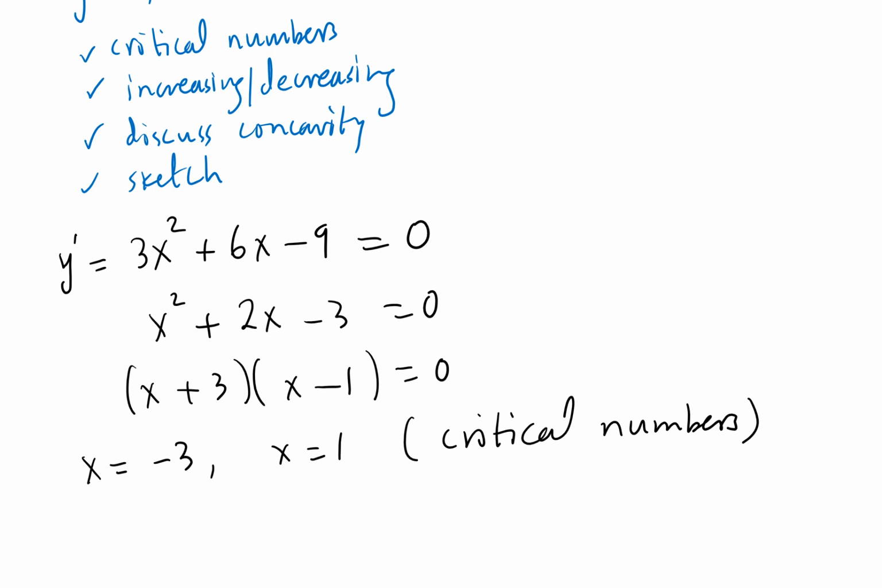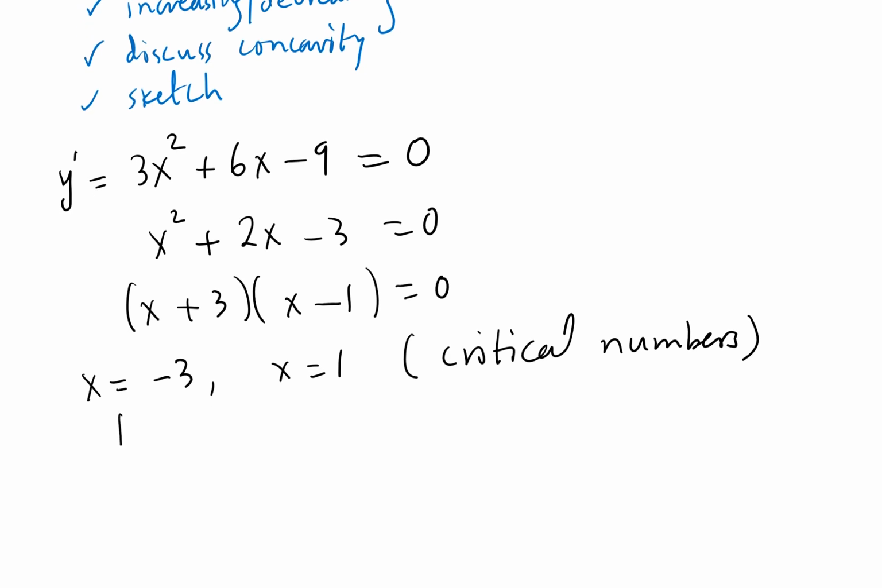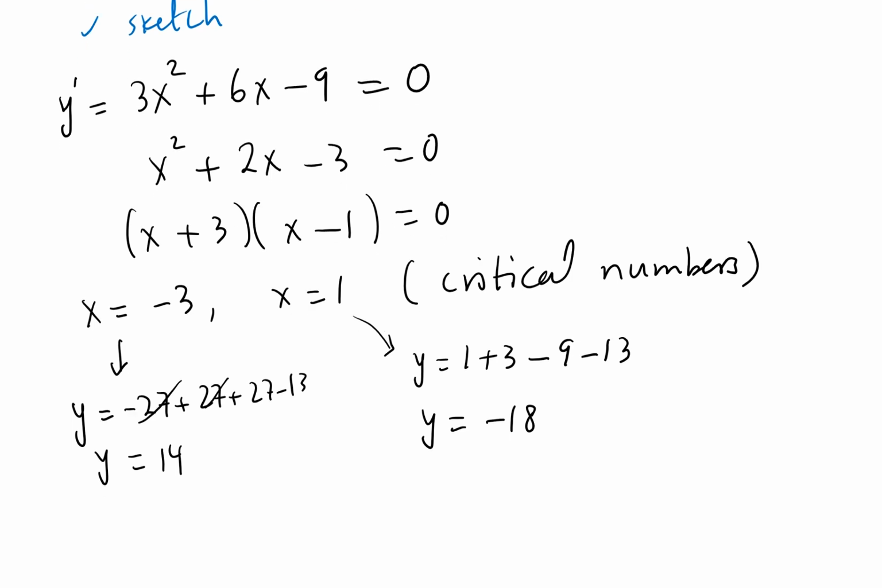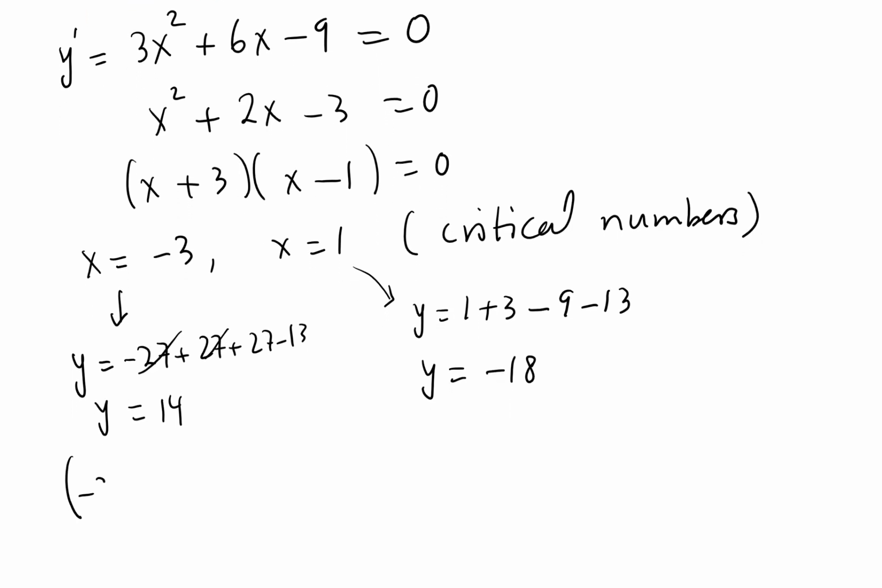If you want to find the critical points, meaning the corresponding y values, just substitute into the original. You get -27 plus 27 plus 27 minus 13. Y would be 14. For this, you will get 1 plus 3 minus 9 minus 13 into the original function, remember. So we have the points (-3, 14), which the graph is going to go through, and (1, -18).